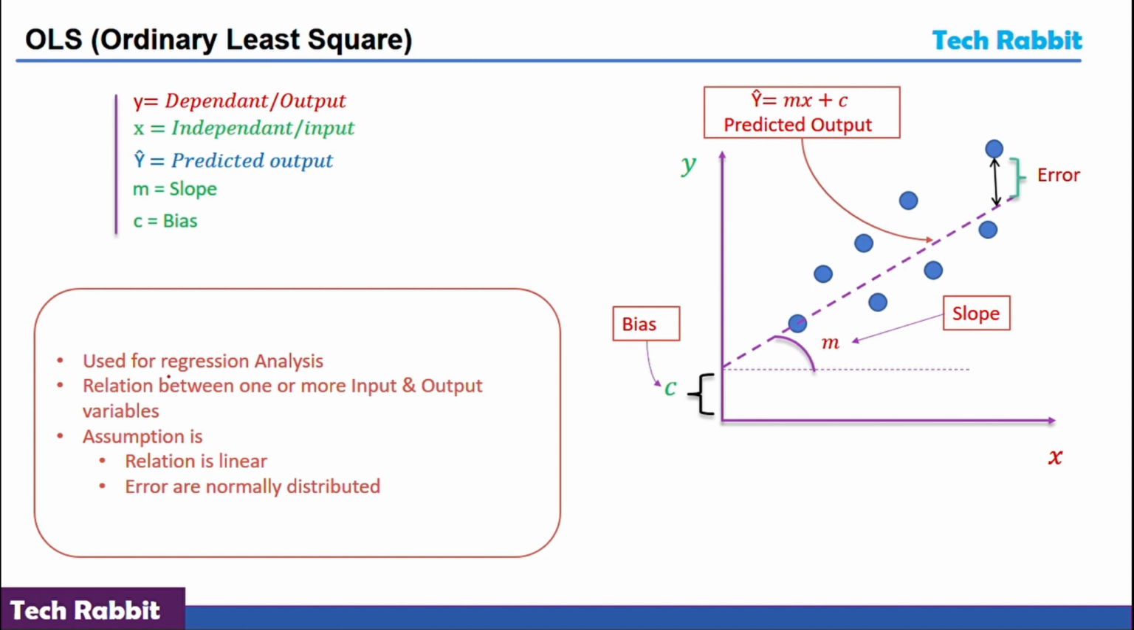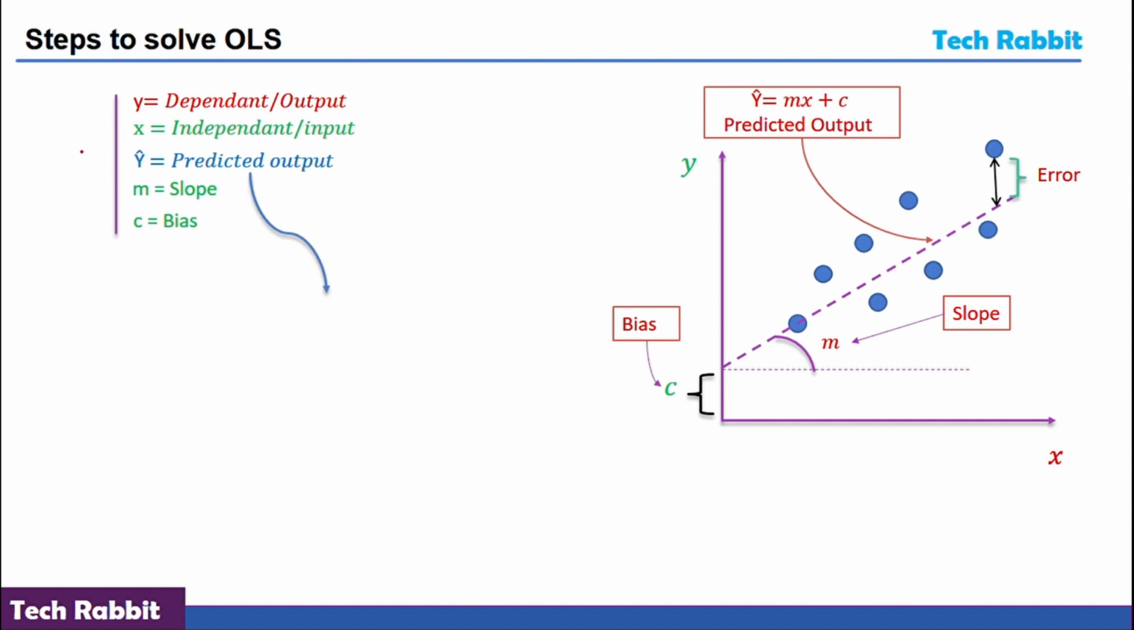OLS is used for regression analysis. It gives the relationship between one or more input variables and the output variable. One input we call univariate and multiple inputs we call multivariate. The assumption here is that the relation should be linear and the errors are normally distributed. So if you take the summation of all the errors, you will get a value equal to 0. That means they are normally distributed.